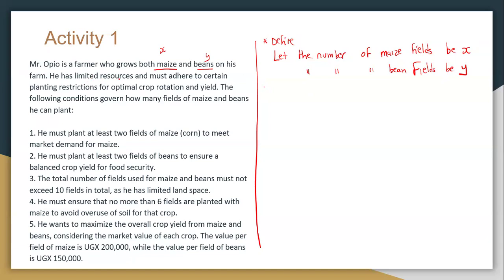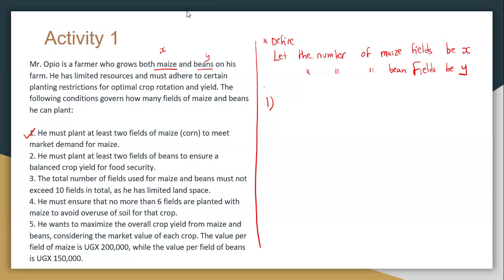Okay, now they're telling us that he has limited resources and must adhere to certain planting restrictions for optimal crop rotation and yield. The following conditions govern how many fields of maize and beans he can plant. Now, we are going to write inequalities per item. Number one, he must plant at least 2 fields of maize to meet market demands. Which mathematical statement have you identified? Which word brings out the mathematics of the inequality that you are going to use?